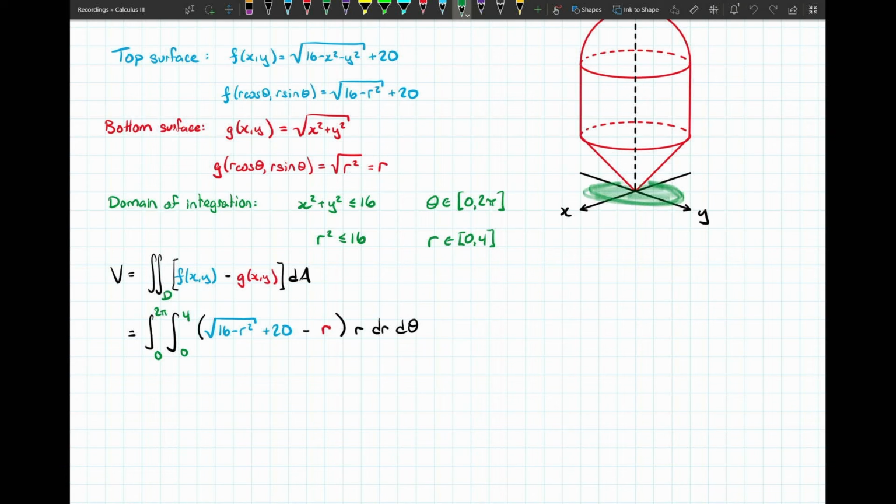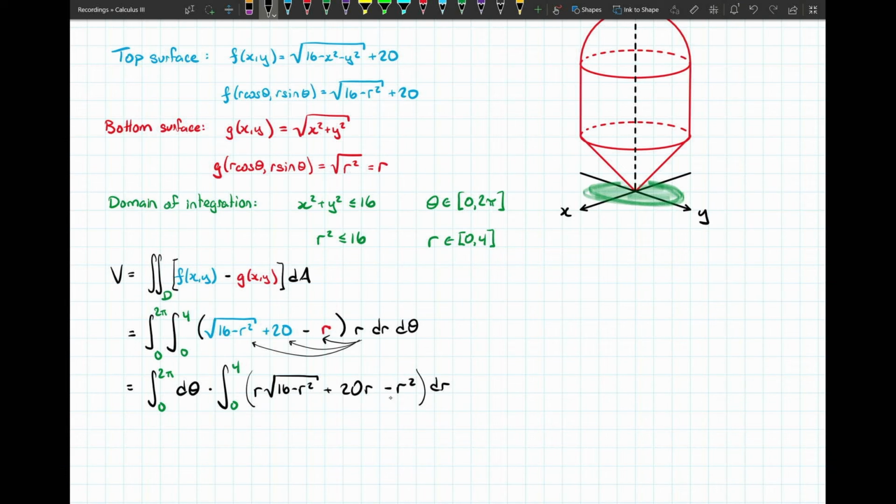We can evaluate the definite integral dθ from 0 to 2π, and we can evaluate the definite integral of r times root 16 minus r squared plus 20 times r minus r squared. That's distributing the r across each of these terms here. We'll evaluate that integral from r equals 0 to r equals 4.